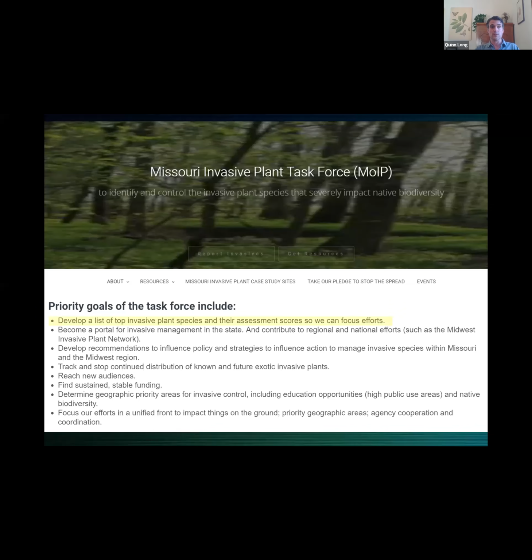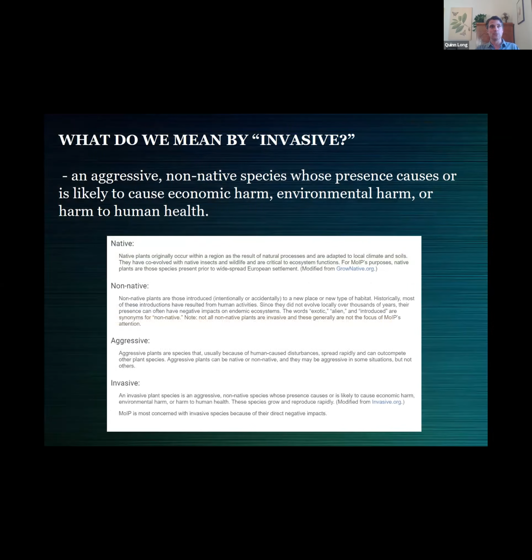In fact, it was among our very top priorities to develop a list of invasive plants and their assessment scores to help inform other practices in the state. So backing up a bit, just briefly, I'll go over some terms. What do we mean by invasive?